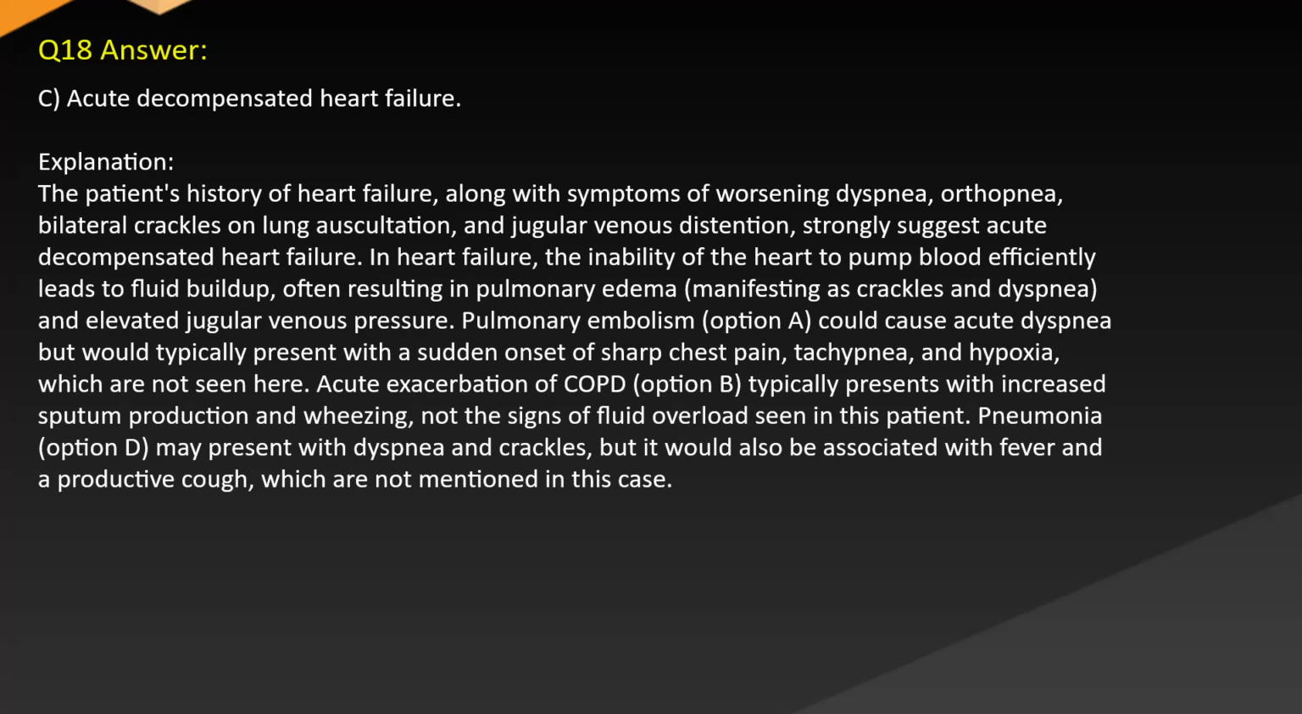Elevated jugular venous pressure. Pulmonary embolism, option A, could cause acute dyspnea, but would typically present with a sudden onset of sharp chest pain, tachypnea, and hypoxia, which are not seen here. Acute exacerbation of COPD, option B, typically presents with increased sputum production and wheezing, not the signs of fluid overload seen in this patient. Pneumonia, option D, may present with dyspnea and crackles, but it would also be associated with fever and a productive cough, which are not mentioned in this case.